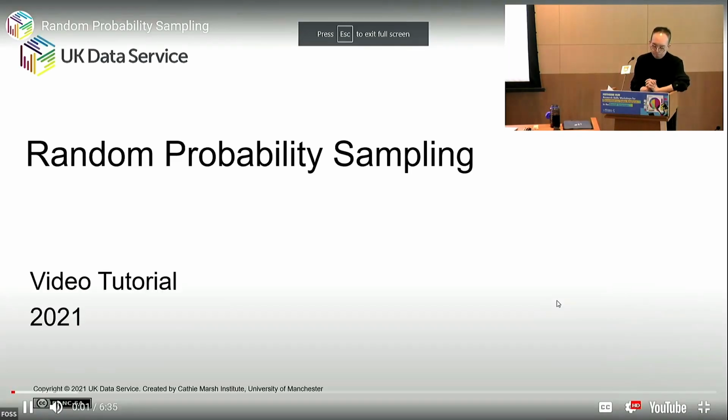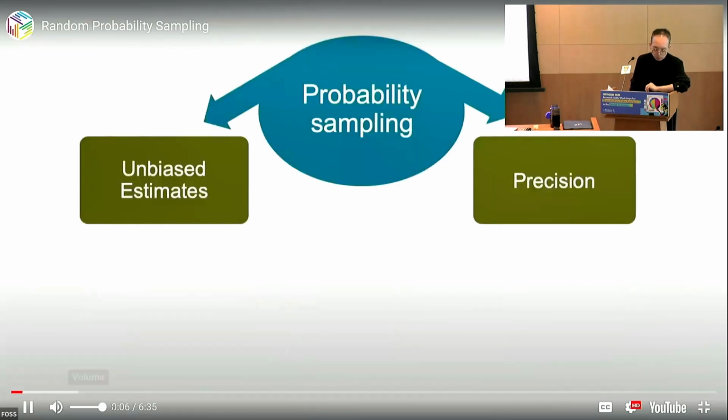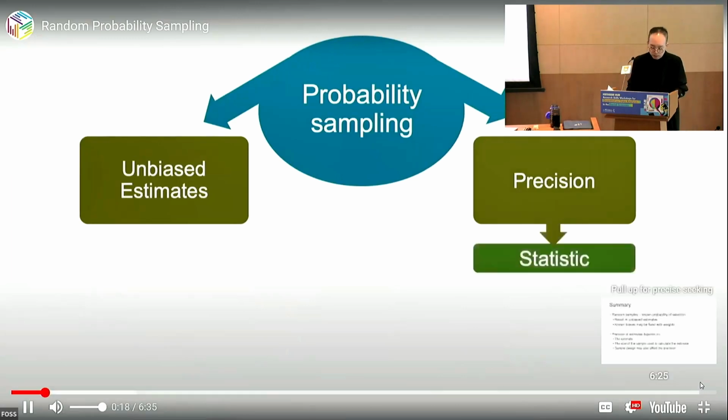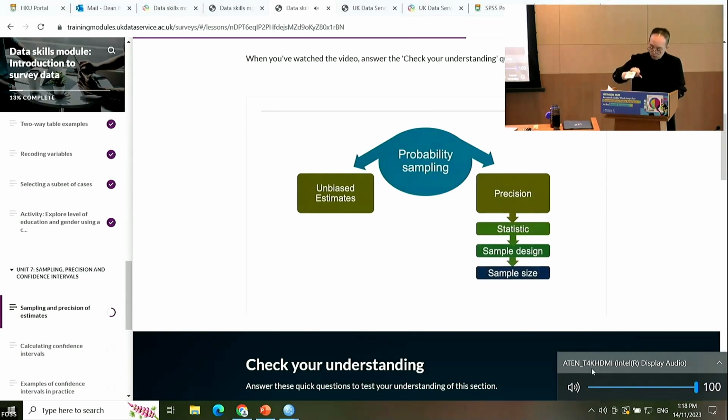In this video about sampling, we recap how a sample derived from random probability sampling can be used to produce an unbiased estimate of a population statistic. We then look at how the precision of estimates based on a sample is related to, firstly, the statistic itself, secondly, how the sample is drawn, and thirdly, the size of the sample used to calculate the statistic.